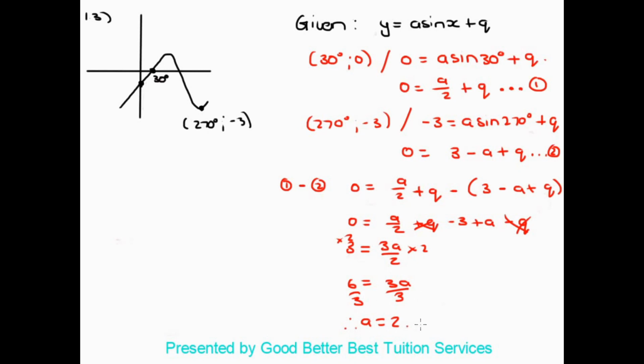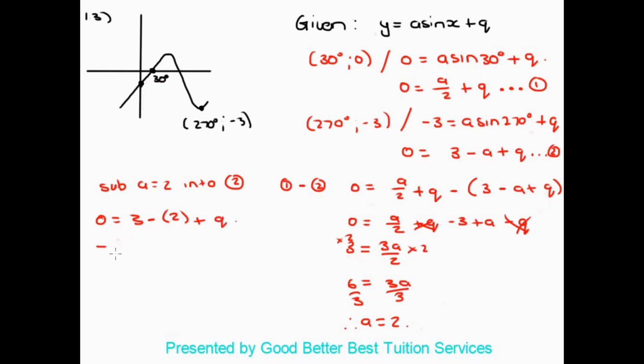So now that we've got the value of a, we need to find the value of q. Remember, this a is going to be our amplitude, so the amplitude of the graph is actually 2. Let's use this a now to find the q value. So we'll sub a is equal to 2 into equation number 2. You can even do it into equation number 1. I'll just be doing it with number 2. So here's my equation number 2. So I have 0 is equal to 3 minus a, which is 2, plus q.